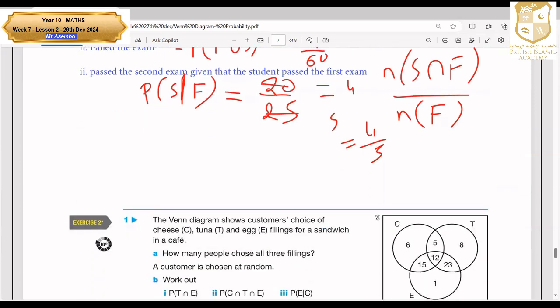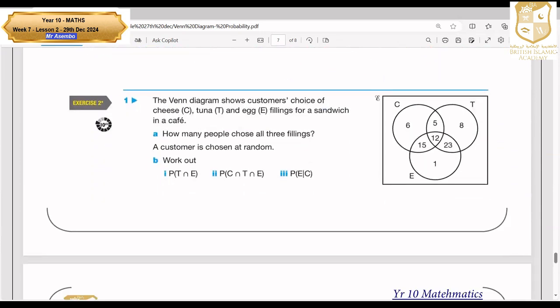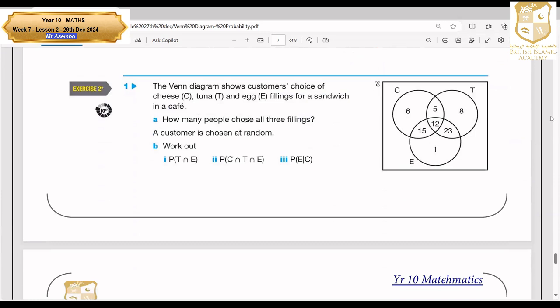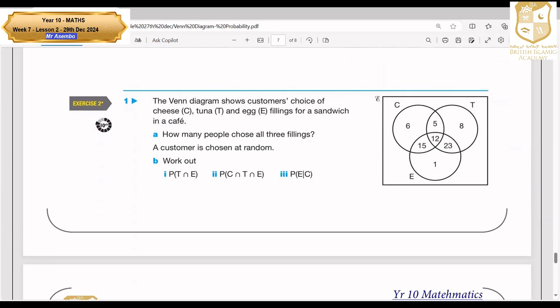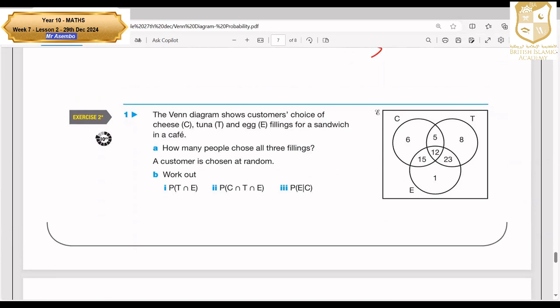Now let's go to the second question from the textbook. This one is a 2-star, challenging question. The question says the Venn diagram shows customers' choice of cheese, represented by C, tuna is T and egg is E.